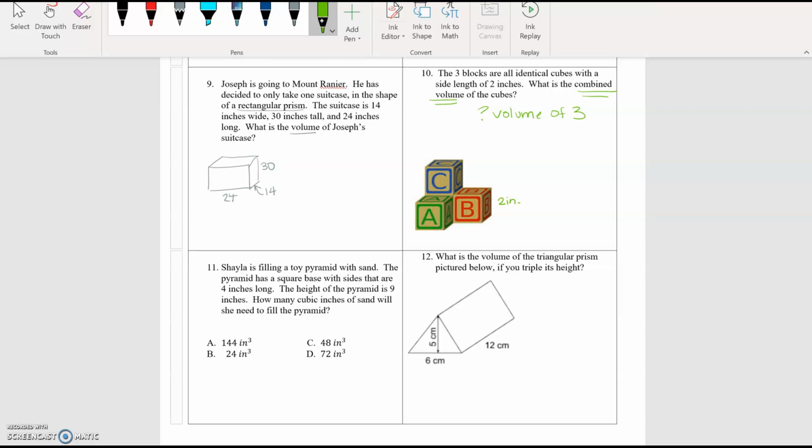Just like down here, what is the volume of the triangular prism if you triple its height? So we're talking about tripling the height of the prism. Okay, so this is what we're talking about. So we need to be tripling the height of the prism and finding that volume. Okay, so make sure we're really paying attention to our words. We're reading them, we're text coding, and make sure to ask for help if you need it. All right.